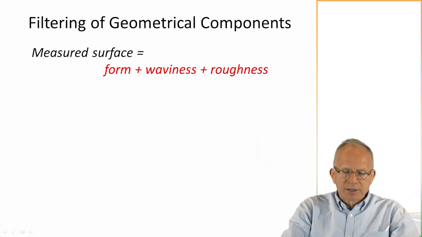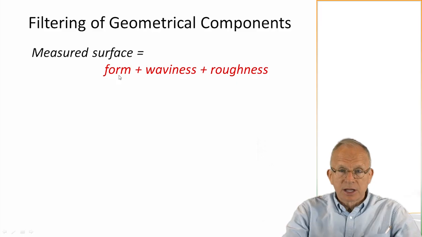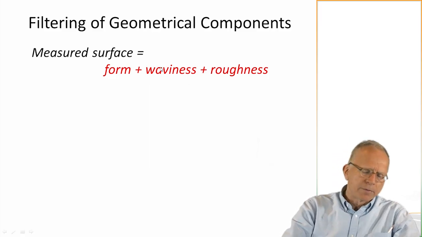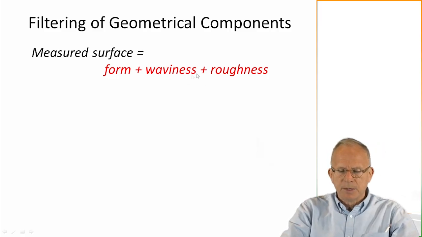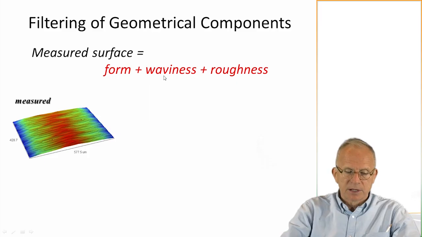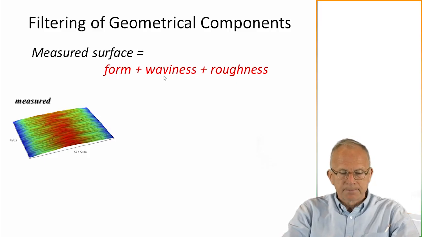All right, so filtering of geometrical components. At large scales, we have the form. For example, if we're dealing with a ball bearing, at large scale, it's spherical. Intermediate scale is waviness, and the finest scale is roughness. And waviness can often be thought of as just an intermediate geometry between form and roughness, although in the case of bearings, the waviness has an impact on vibrations.